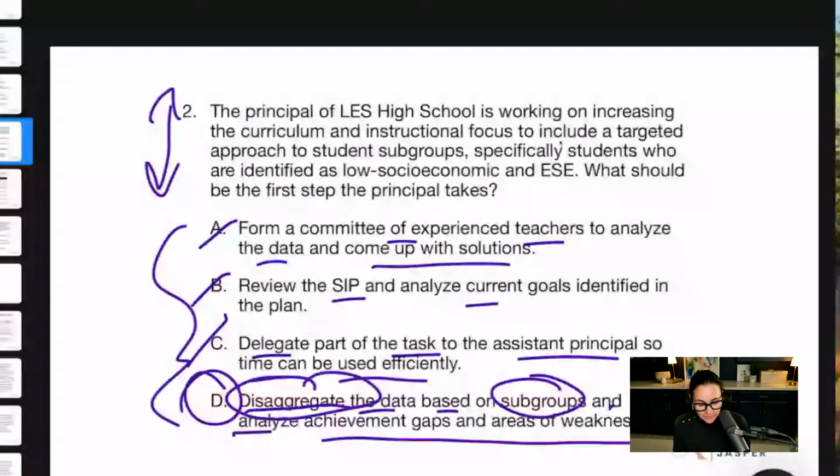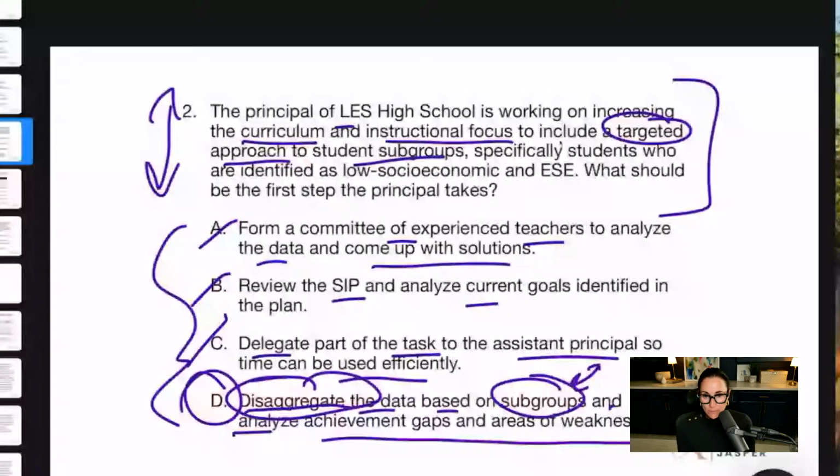All right, so let's read it here. The principal of LES High School is working on increasing the curriculum and instructional focus to include a targeted approach to student subgroups. Again, we have the term subgroups here and subgroups there, sometimes making those connections work. If you see a subgroup term in the answer choice, it's also a good answer choice because you're disaggregating the data. Specifically, students who are identified as low socioeconomic and ESE. In Florida, ESE is exceptional student education. It's like special education. They just name it something different.